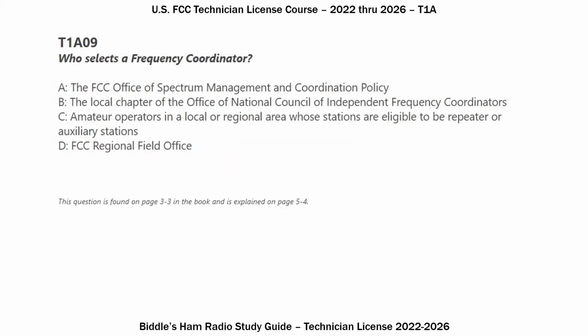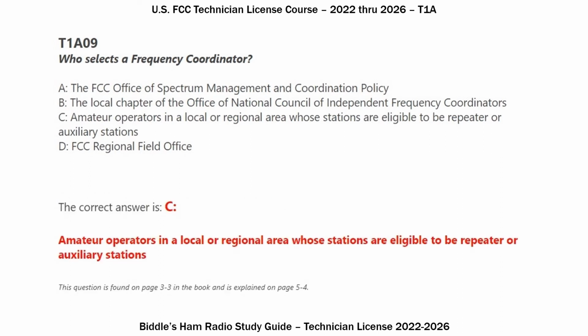Next question, T1A09. Who selects a frequency coordinator? Our options are A, the FCC Office of Spectrum Management and Coordination Policy. B, the local chapter of the National Council of Independent Frequency Coordinators. C, amateur operators in a local or regional area whose stations are eligible to be repeater or auxiliary stations. Or D, FCC Regional Field Office. Our answer to this is C, amateur operators in a local or regional area whose stations are eligible to be repeater or auxiliary stations.